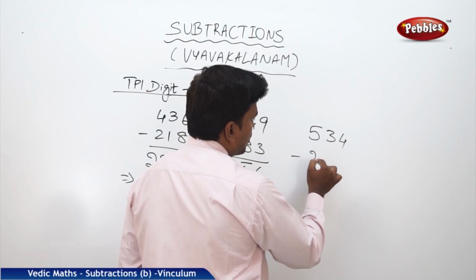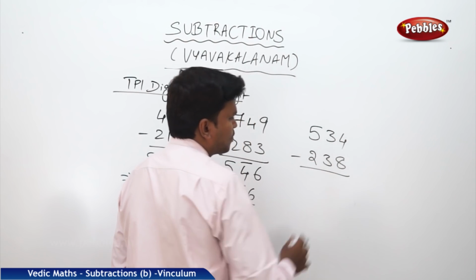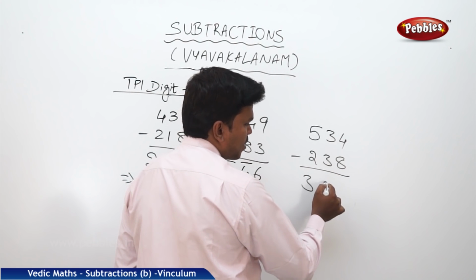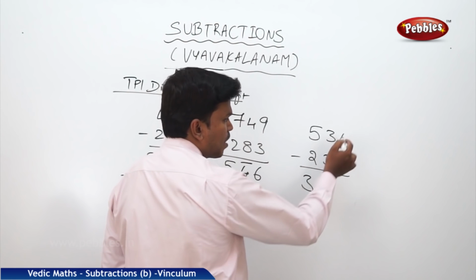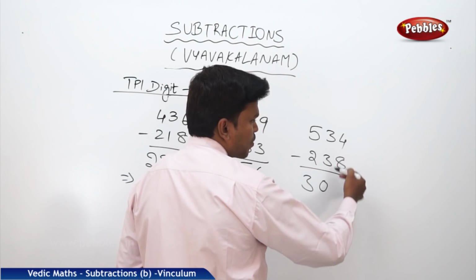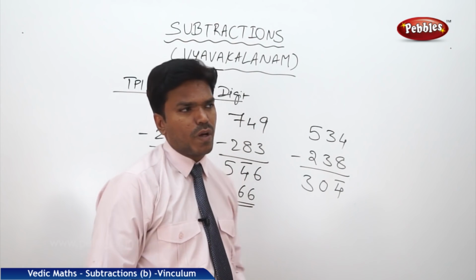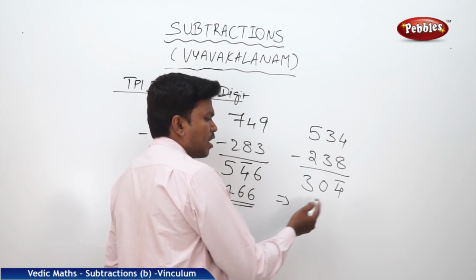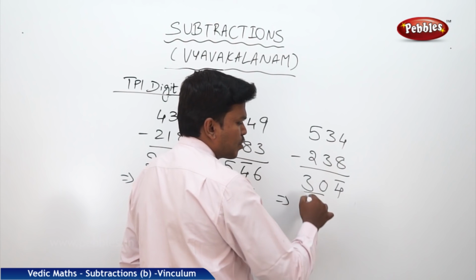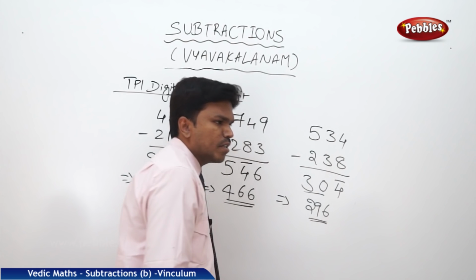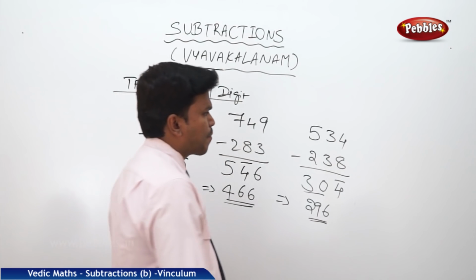Same way, suppose 534 minus 238. 5 minus 2, 3, but 3 only. 3 minus 3 will be 0. No problem. So 4 minus 8 not possible, so 8 minus 4 is 4 bar. So we got 304 bar. Now the number before the bar is 30, reduced by 1, how much will it become? 29. So 4 bar's complement is 6. So what is our answer? 296.